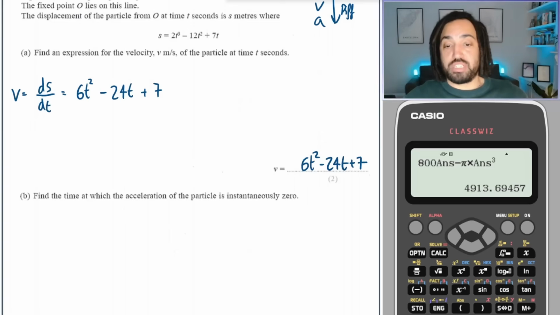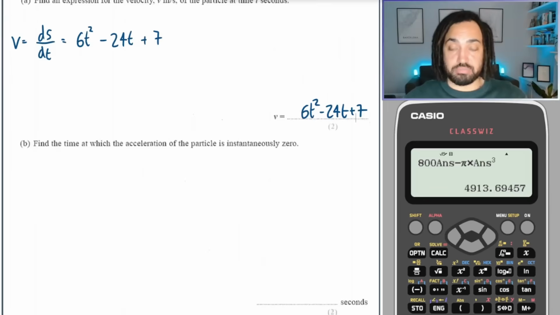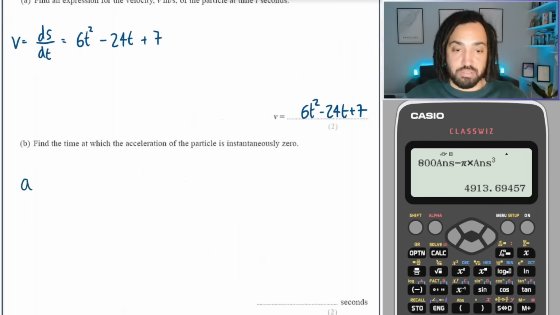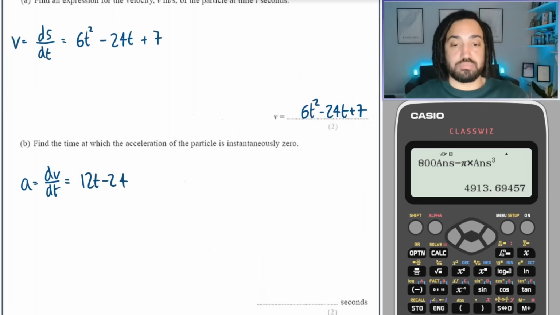Find the time at which the acceleration of the particle is instantaneously 0. Okay, so to find the acceleration, I differentiate the velocity. That's going to give me 12t minus 24. Now I love this topic. It's always at the end of the paper, and it's not as difficult as you might think. As long as you can differentiate, you should be able to get a good amount of marks on these types of questions. We want to know when it's equal to 0.